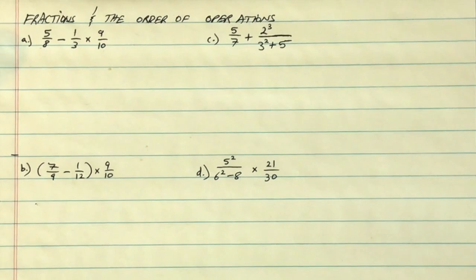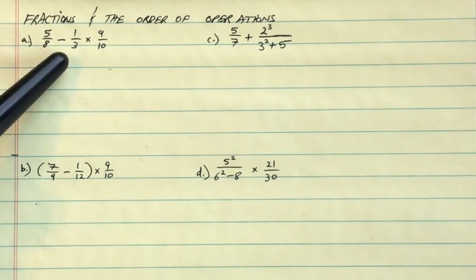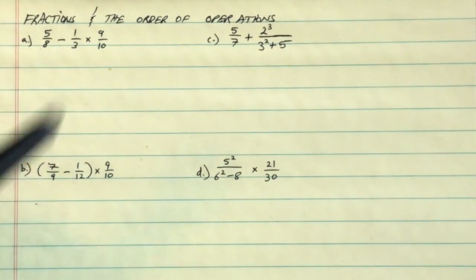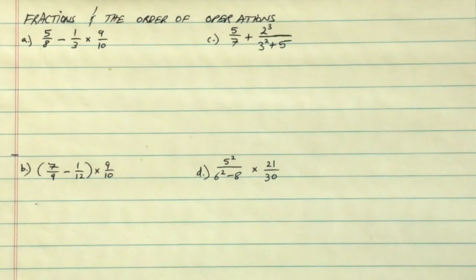But I want you to take a look at problem A. Problem A has a combination of subtraction and multiplication. If you remember the order of operations, you have to take care of multiplication and division before you do addition and subtraction. So the step we're going to take care of first is 1/3 times 9/10. We're going to deal with that first, and then we'll worry about the subtraction.